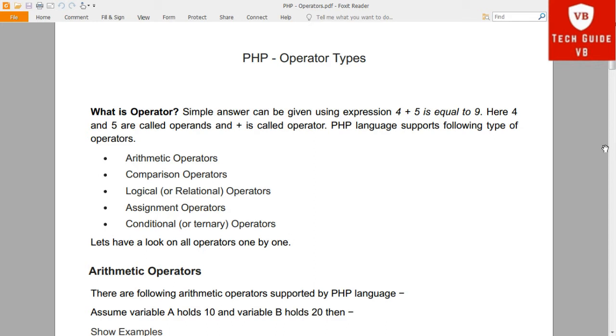So the PHP language supports the following types of operators. First, arithmetic operators, second, comparison operators, third, logical operators, fourth, assignment operators, and fifth, conditional operators. So we will start with the first type, that is arithmetic operators.